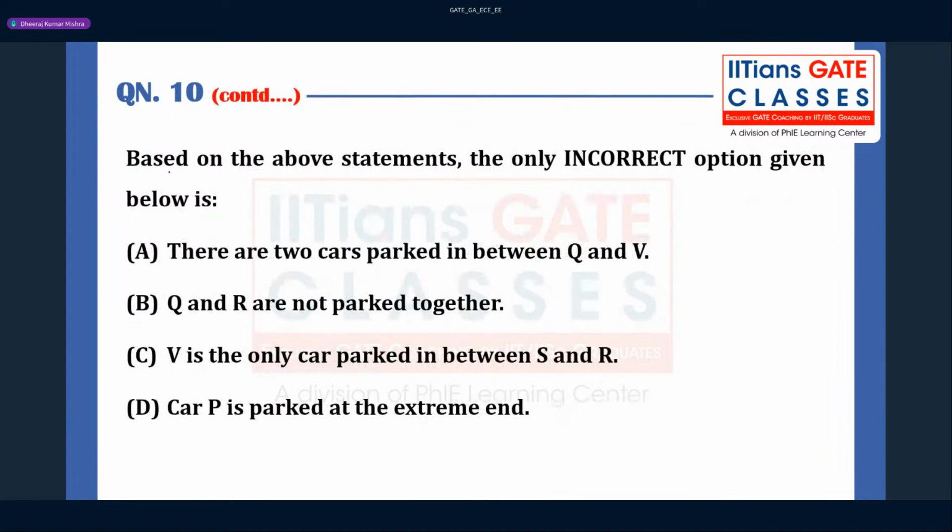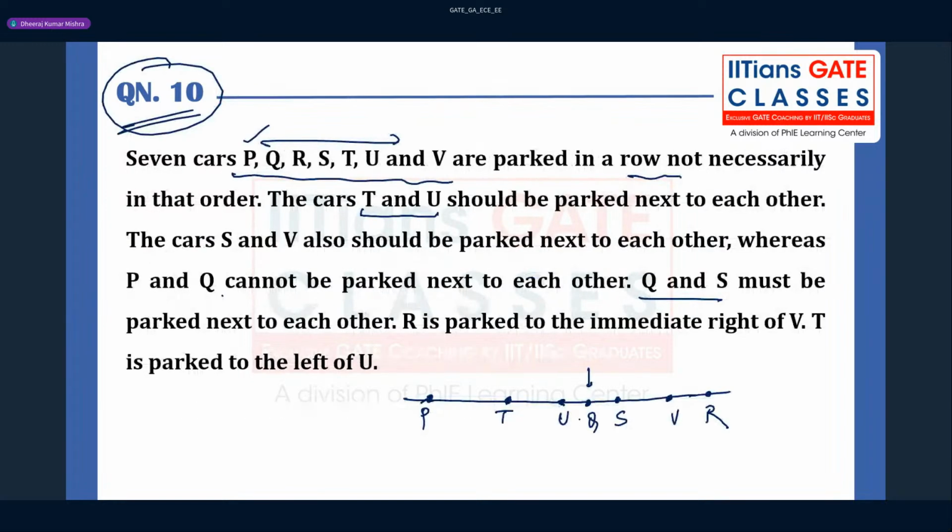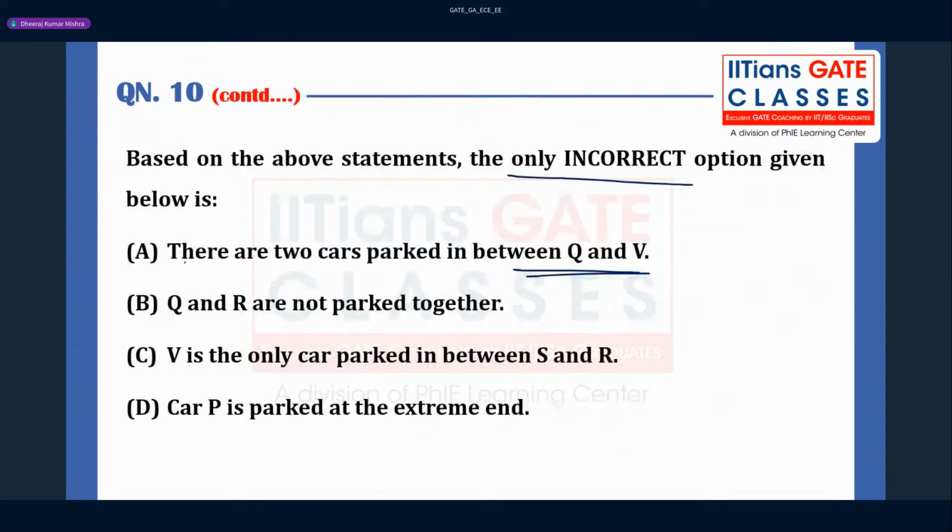Now the question they are asking is, based on the above statements, which is the only incorrect option given below? There are two cars parked between Q and V. So Q is here and V is here. Between them there are two cars? No, there is only one car, right? So this is wrong. This is according to the question, this is correct, because you have to go for the incorrect one, right?